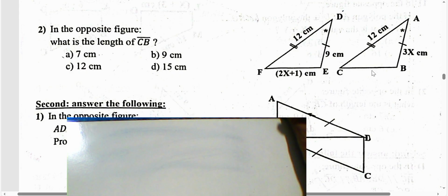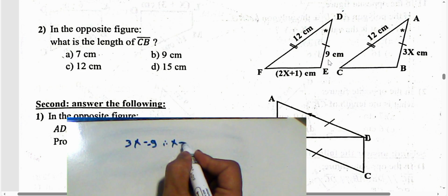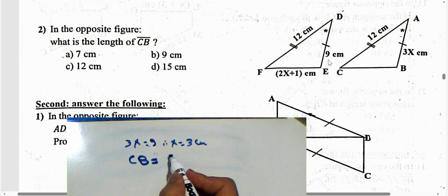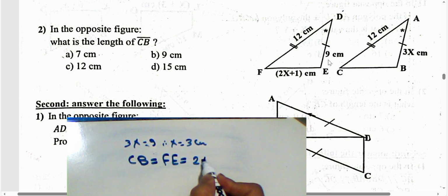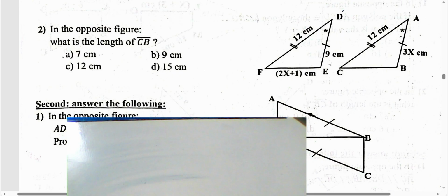CB here is congruent with FE. So we must know first the length of x. We know EF equivalent to DE, then 3x equivalent to 9. We can write 3x equivalent to 9, then the value of x equals 3 centimeter. Okay, then we can find now the length of CB. CB equals FE equals 2x plus 1. 2 times the value of x, 2 times 3 equals 6. 6 plus 1 equals 7 centimeter.